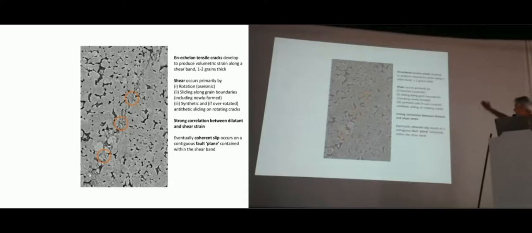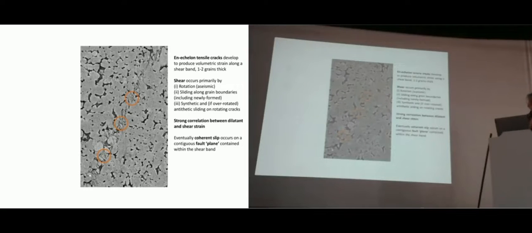Okay, so we get these en echelon tensile cracks, and they develop very early to produce an aligned deformation band. And they also involve volumetric strain. So the shear is associated with a zone of dilation. All these tensile cracks. And the shear occurs by rotation, which is an aseismic process, sliding along some grain boundaries, which you can see in some of these images, including newly formed boundaries where you break the cohesion between the particles. Synthetic, and if over-rotated, we get antithetic sliding on the rotating cracks.